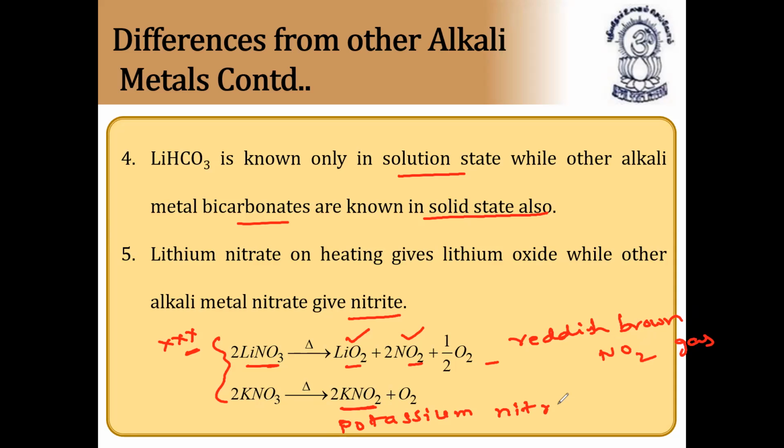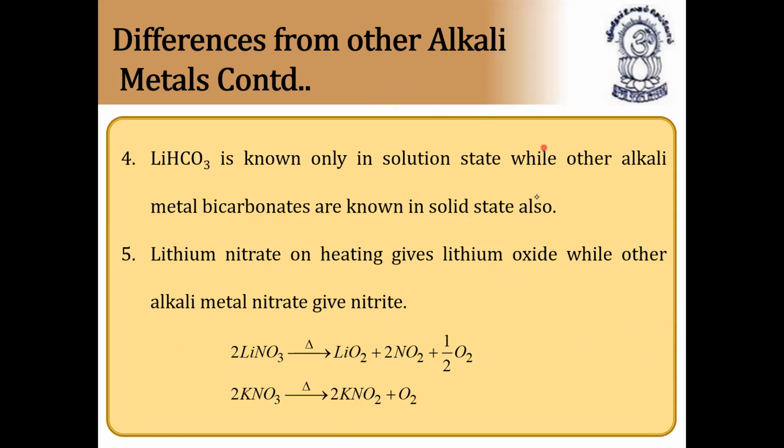So sodium, potassium, rubidium, cesium nitrates on heating give their respective nitrites and oxygen gas. Whereas lithium nitrate alone gives lithium oxide. Actually, the formula I wrote is wrong. Lithium oxide is Li2O. Please note it: Li2O, lithium oxide, along with nitrogen dioxide and oxygen gas. So please note this difference, very, very important.